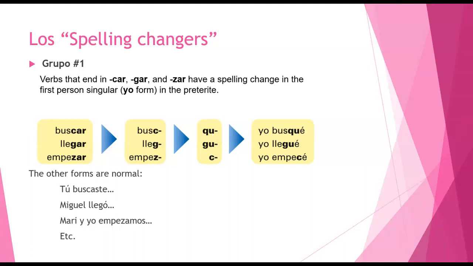Empezar, this is just a spelling change. You saw it with the noun lápiz, where when it became plural, lápices, it changed Z to a C. The same kind of thing happens here. So yo empecé. Now, all other forms, tú, él, ella, usted, nosotros, ellos, ellas, ustedes, those are normal, son normales. So, for example, tú buscaste, Miguel llegó, María y yo empezamos. I hope you get the idea. So that's Grupo Uno.